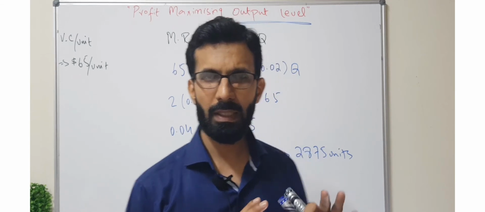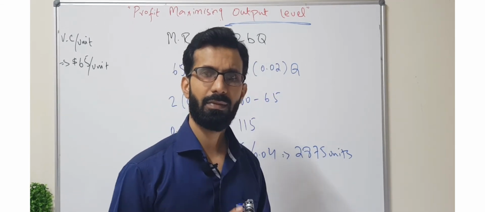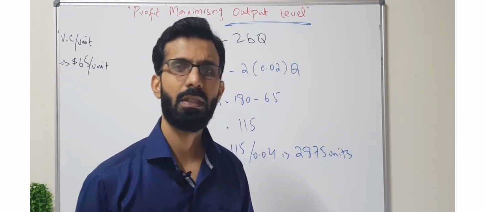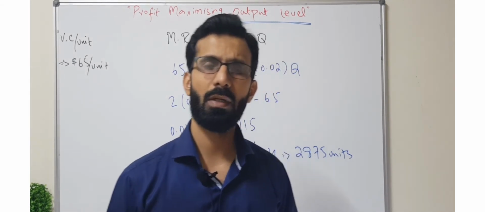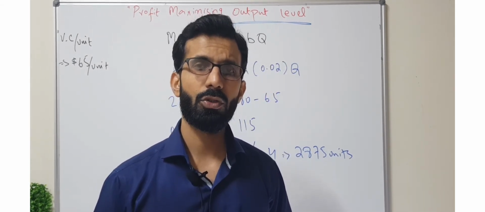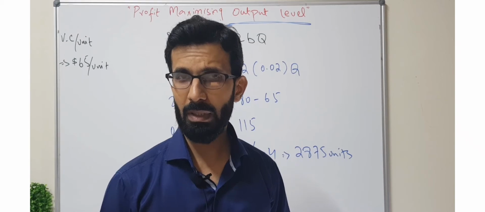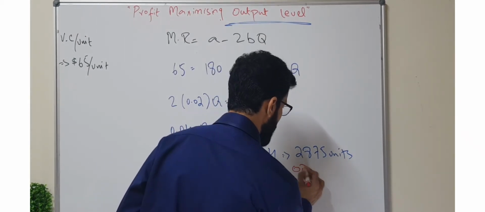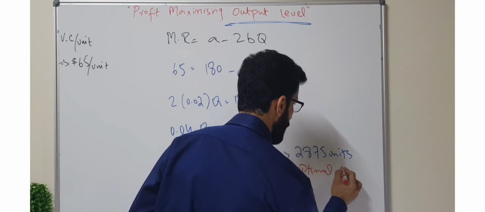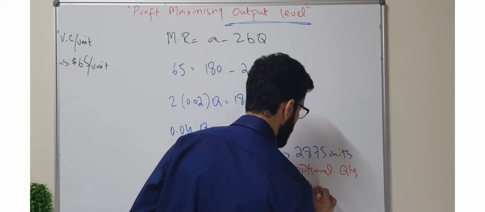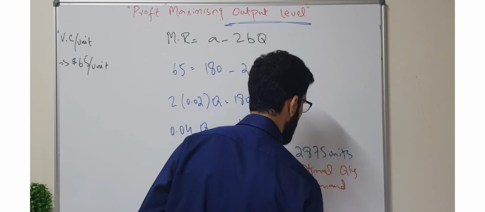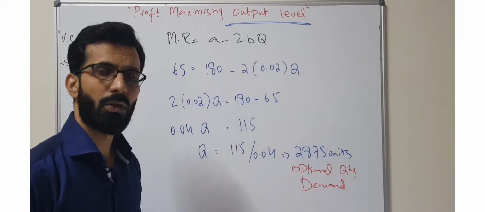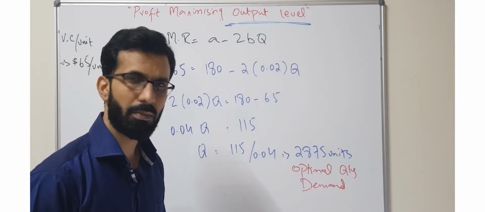Now if we want to attract this much level of demand, because there is a price-demand relationship going on, in order to attract this much demand, we need to set a relative selling price. So our next step will be to determine, if we want to attract a demand of 2875 units, what should be our selling price, the optimal selling price. This is for us the optimal demand quantity. So now we need to find out the optimal price as well.